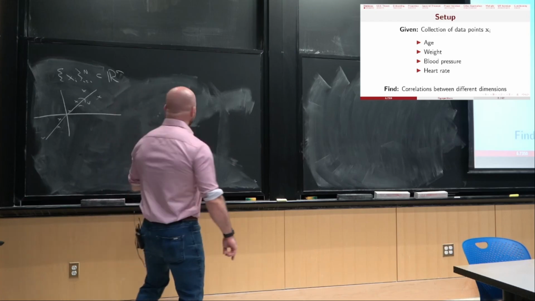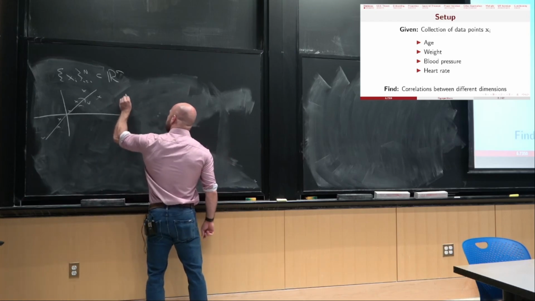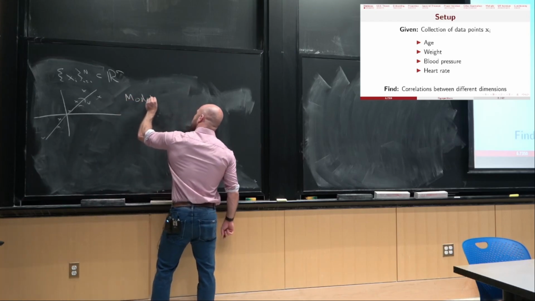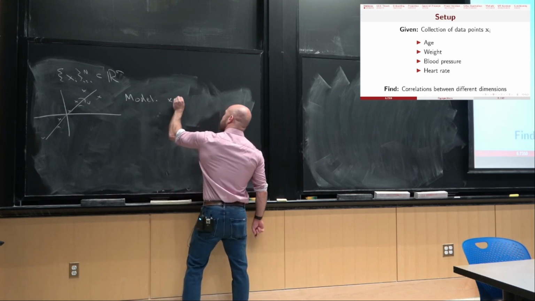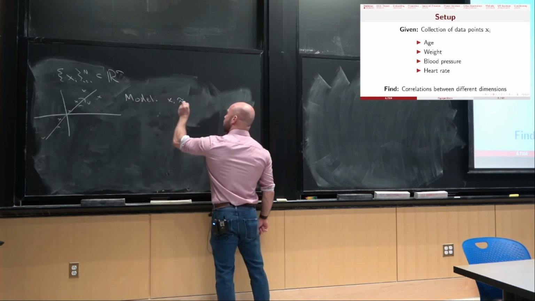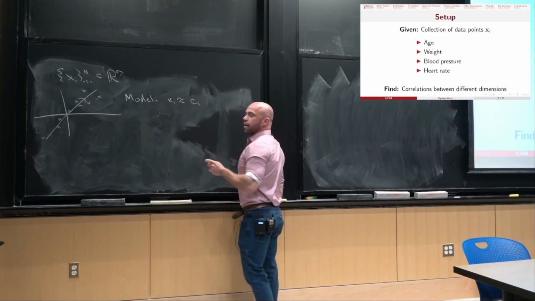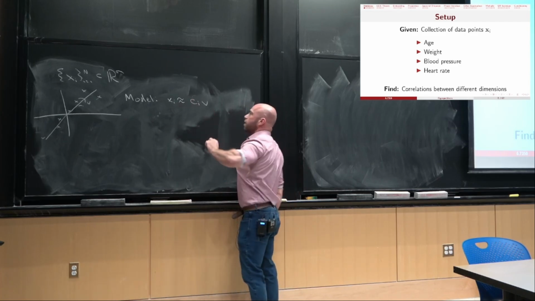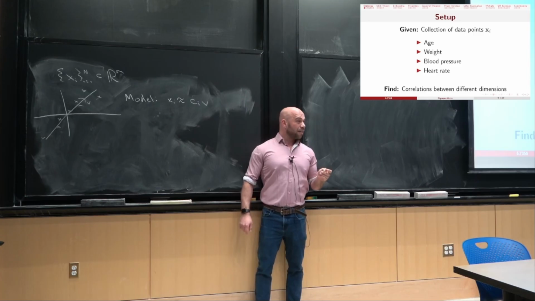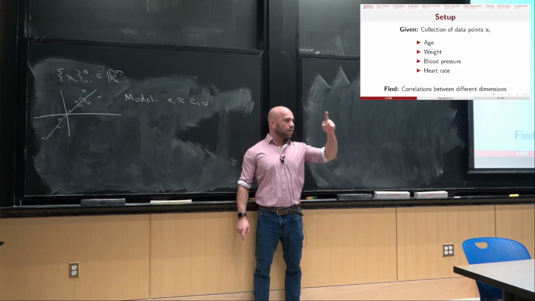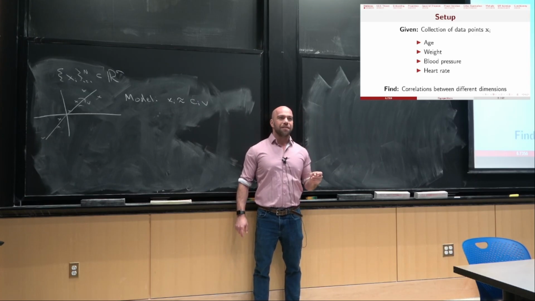So in particular, here's our model: each xi is approximately some scaling of an unknown v. Here, the scaling is specific to xi, and then I've got some vector v, which I don't know yet, right? Which is capturing the main axis of variation in my data set. Does that story make sense?